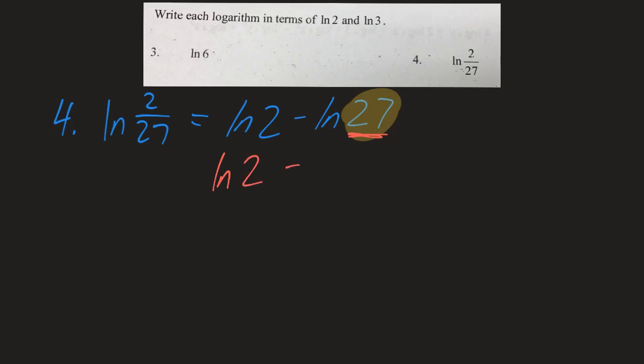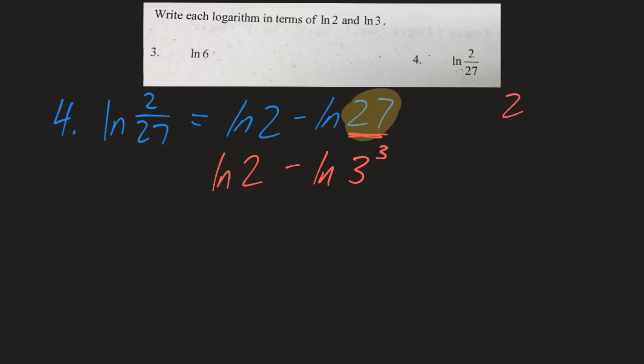The first thing I noticed with problem 4 is that we have a division or a fraction, and I know I can turn that into a subtraction statement instead. So I can have natural log of 2 minus natural log of 27. Now, the big question is, how do we turn this 27 into either 2s or 3s? Hopefully some of you recognize that 27 is actually 3 cubed. So let's rewrite this: natural log of 2 minus natural log of 3 cubed.